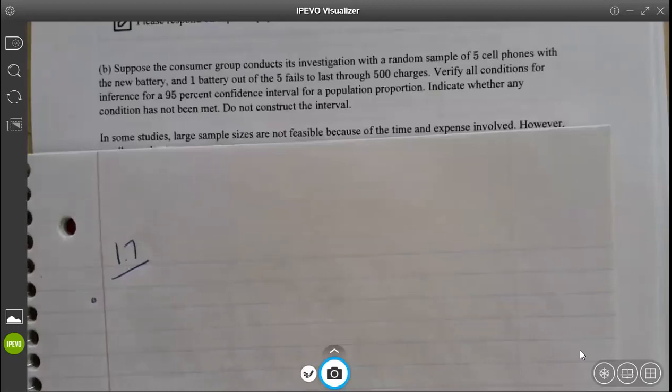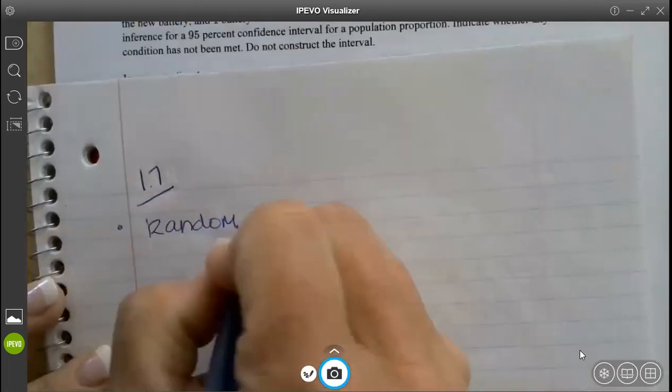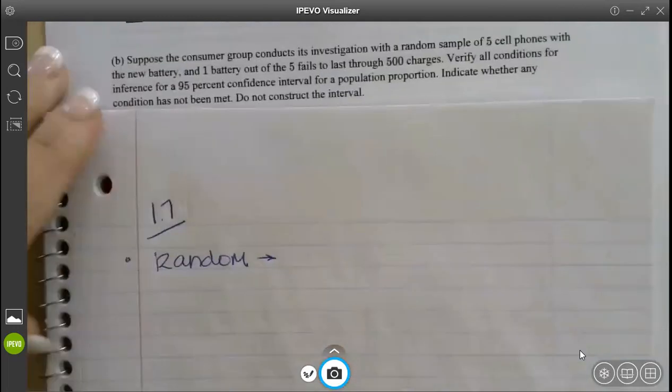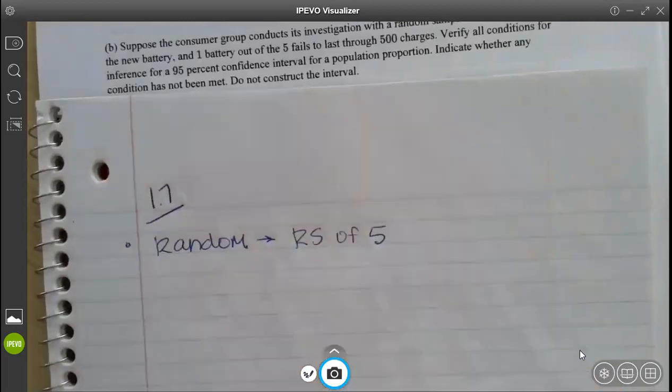All right. So on this one, the first thing that we're going to check is that it's random. Is it random? What's it say? Random sample of 5, right? We need to put what the random sample would be. If they're asking you to check conditions specifically, I would. If they're asking you to construct something, then it can just be stated and move on.